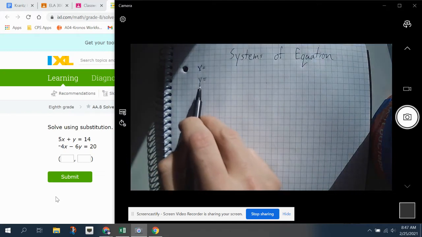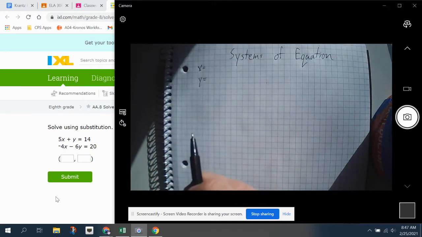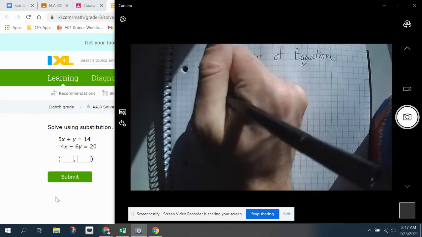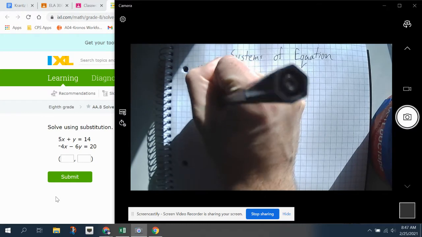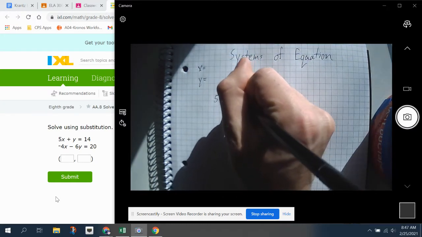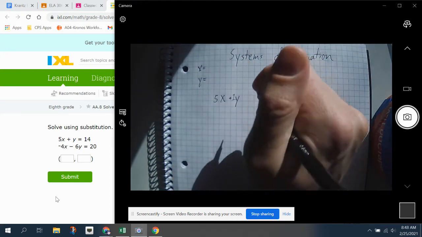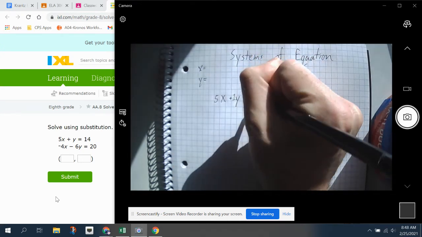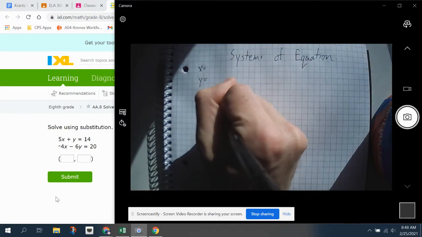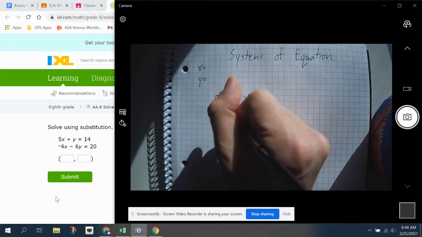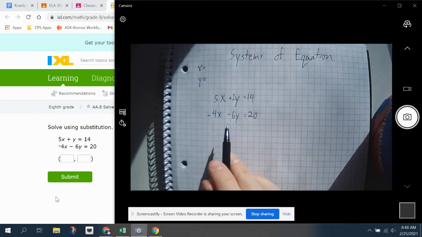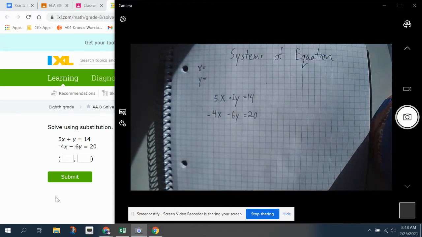When we rewrite our equations, we want to be able to rewrite them into x equals or y equals form. So I'm going to start by copying down the equation. 5x plus y, which is the same thing as 1y, as a reminder, equals 14. And then negative 4x minus 6y equals 20. Looking at these, the system is kind of tricky.